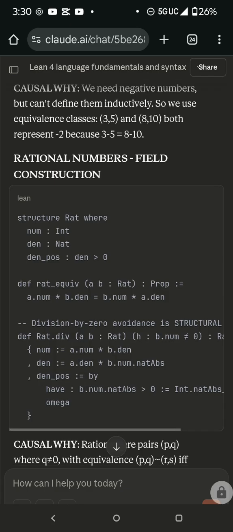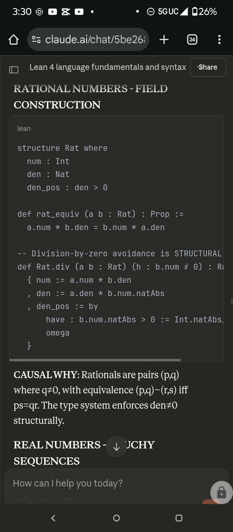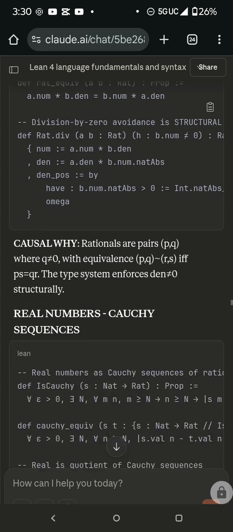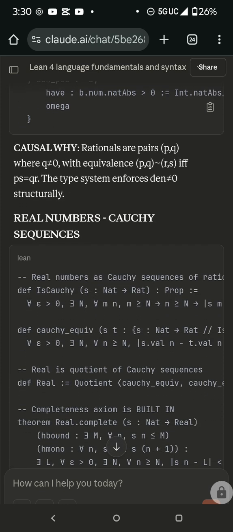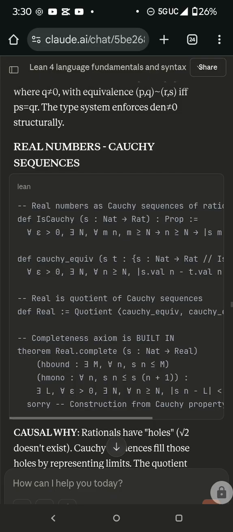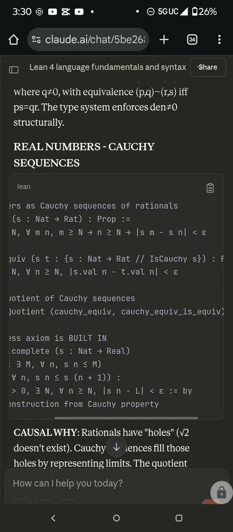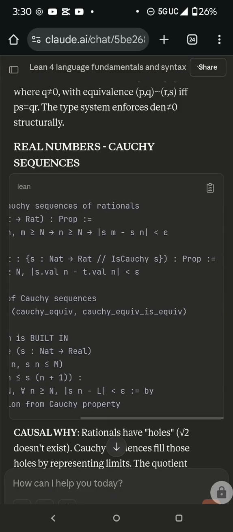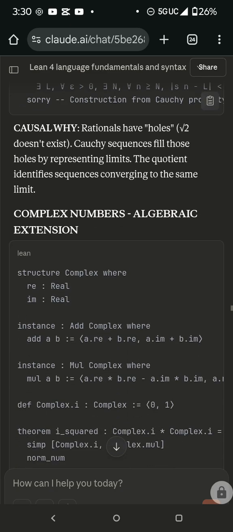The rational numbers, I like the way this thinks. Rational numbers, field construction. And it does this. It's basically reinventing everything from starting. Causal why, rationals are pairs. We know basically the basics of this, right? Real numbers, Cauchy sequences, like this. Causal why, rationals have holes. For example, square root of 2 doesn't exist in the rationals. Cauchy sequences fill those holes by representing limits. The quotient identifies sequences converging to the same limit.